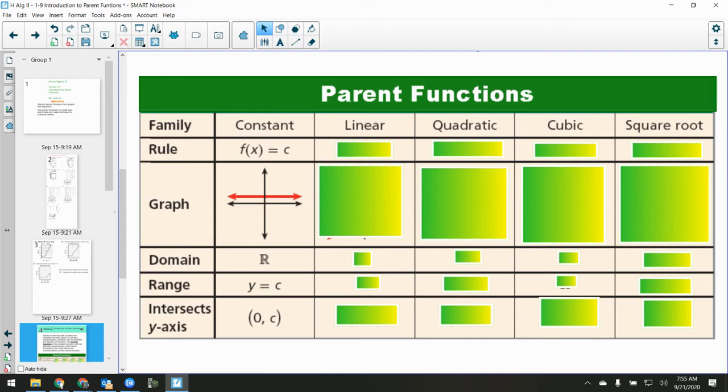When it's just a constant, just a number, the graph is just a horizontal line. It shifts up or down depending upon the value of c, whether that is positive or negative. The domain is always going to be all real numbers, because it's going to go forever to the left and forever to the right.